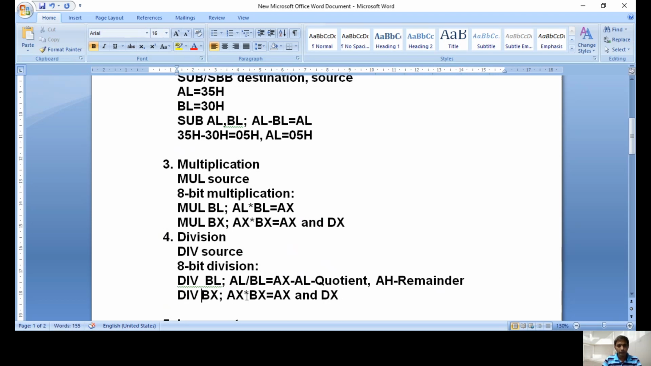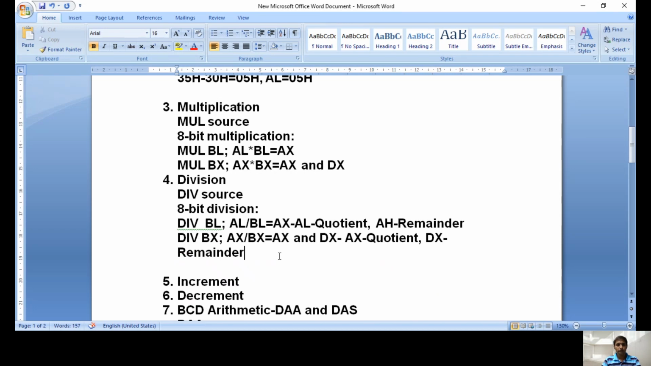So in this particular case, AX is dividing with BX and the result is stored in AX and DX. Here the AX register contains the quotient part of the result and the DX register contains the remainder part of the result. So in division we have two results, quotient and remainder. Here also, this DX register will take the remainder part of the result only after initialization.